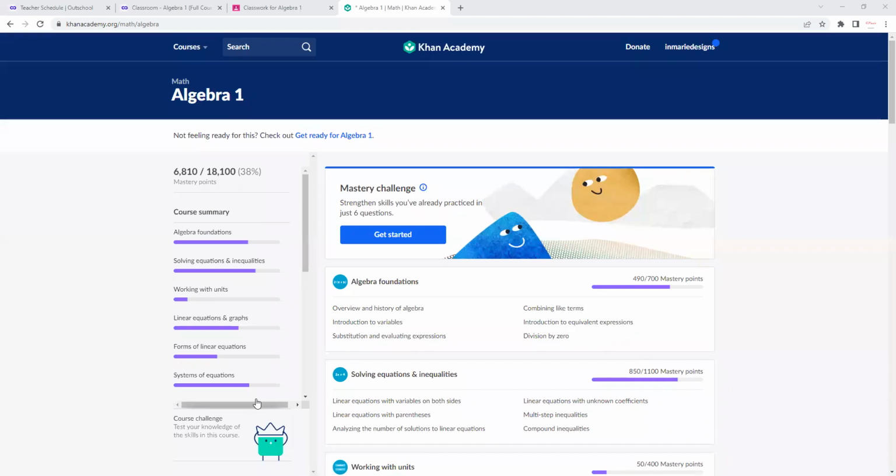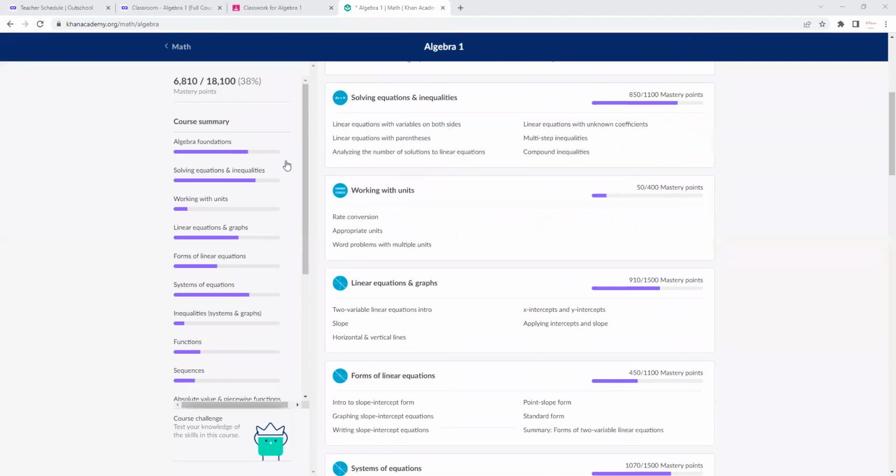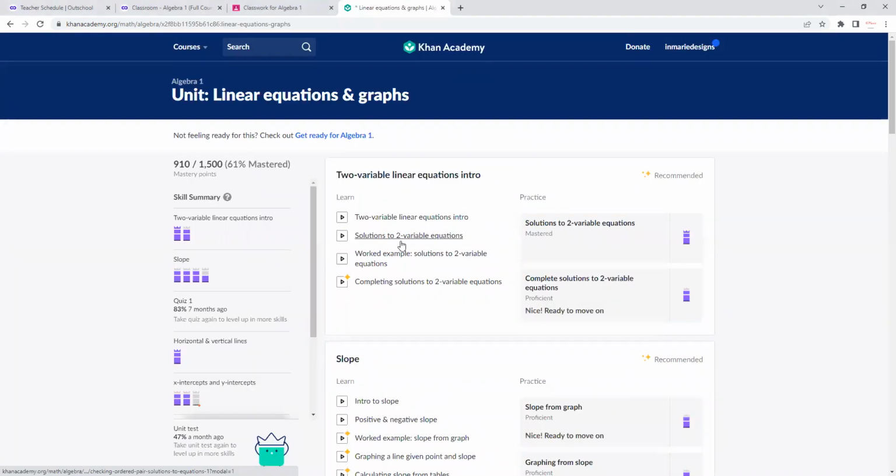Okay, so there are two graphing units on Khan Academy. There is the linear equations and graphs, and then forms of linear equations. This is kind of like the introduction to things, going over slope, horizontal and vertical lines, plugging in things, finding x and y intercepts, just pretty basic stuff. So we're going to first start with this unit.